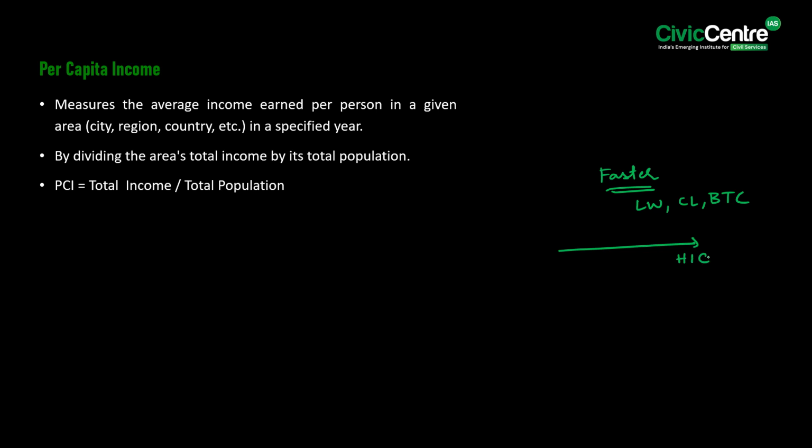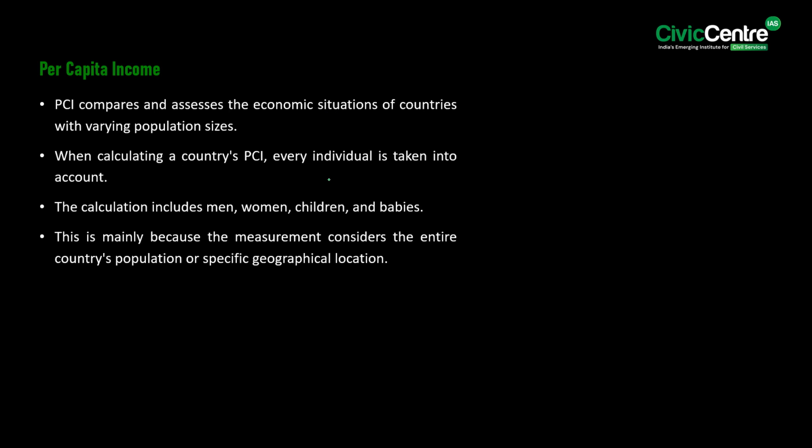Now, let us talk about this per capita income. Per capita income, or the total income measure, gives the average income earned per person in a given area, which might be a region, country, city, etc., in a specified year. Know that it is calculated by dividing the area's total income by its total population. Hence, in simple words, per capita income is equal to the total income divided by the total population. Significantly, the per capita income compares and assesses the economic situations of countries with varying population sizes.